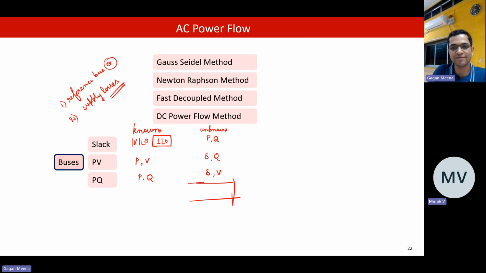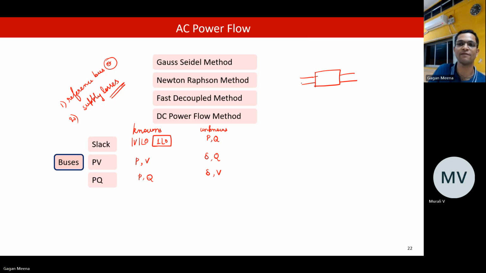What was the input for power flow? What are the inputs and what are the outputs? What do we calculate? The output is obviously voltage magnitude and load angle. The input is the power injections, P and Q. So how many knowns are there?